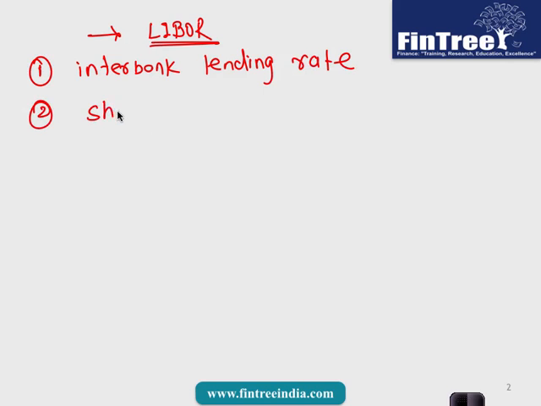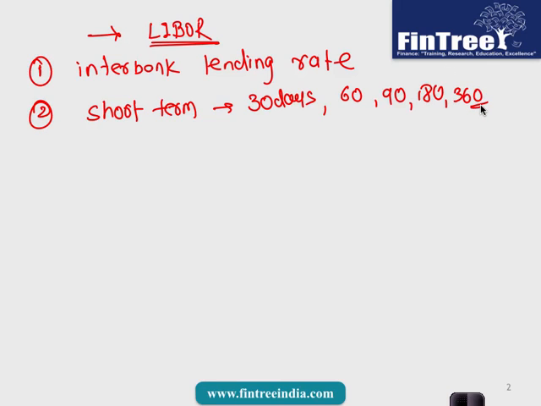Second, short term. Short term would be either 30 days or 60 days or 90 days or 180 or 360. Maximum is 360. It can also be 210, 270, generally in multiples of 30. Third, the currency of this LIBOR loan is US dollar.